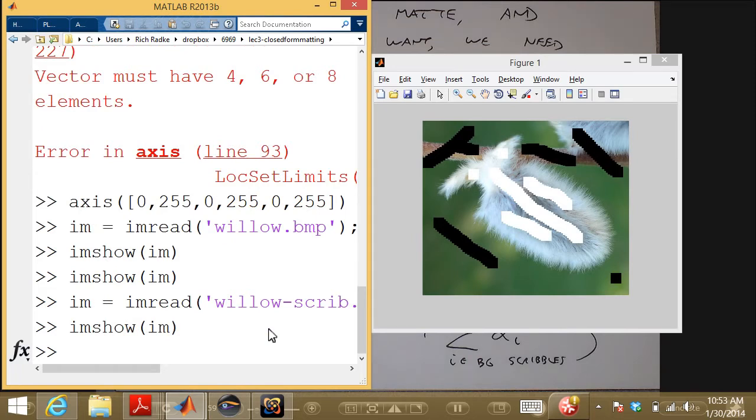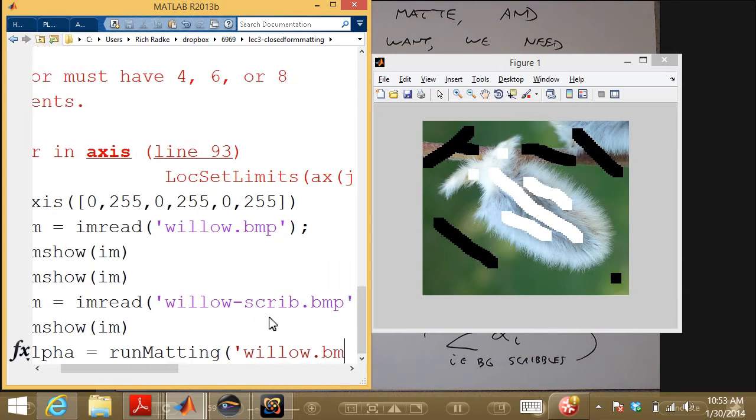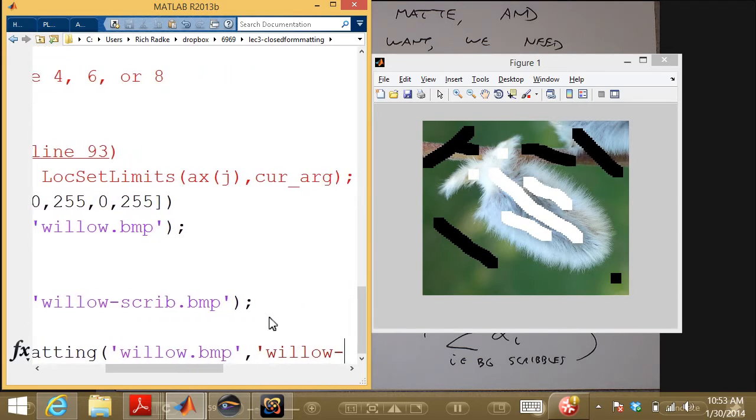So I basically scribbled on it, where I said, okay, everything that's under a white pixel has to be foreground with alpha equals 1. Everything under a black pixel has to be background with alpha equals 0. I probably went a couple iterations on scribbling like this. So when you do this, you have to have a Photoshop or Paint program window open, and then to run the algorithm I just basically say run matting on my original image and my scribble image.